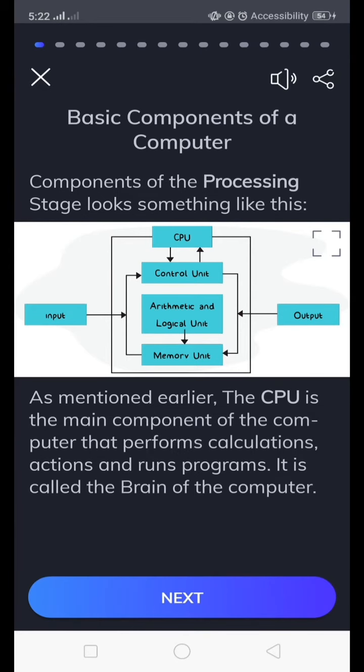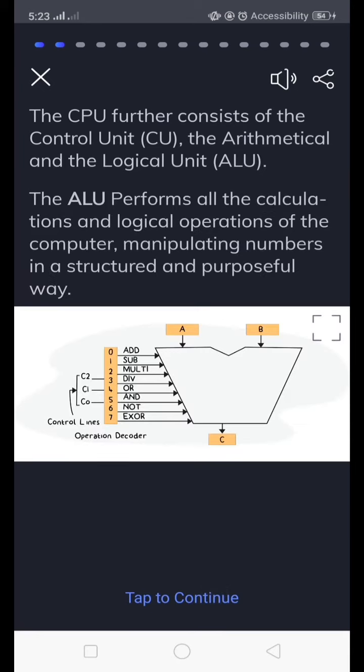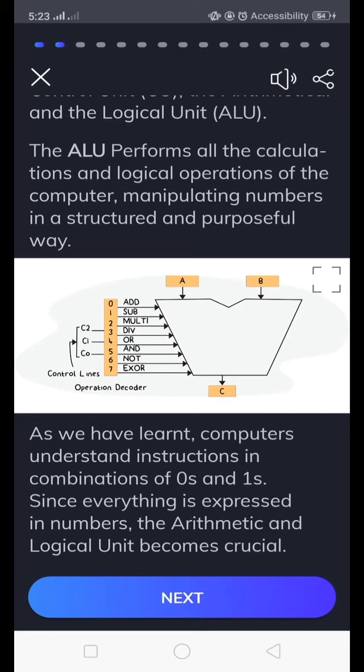As mentioned earlier, the CPU is the main component of the computer that performs calculations, actions, and runs programs. It is called the brain of the computer. The CPU further consists of the control unit, CU, and the arithmetic and logical unit, ALU. The ALU performs all the calculations and logical operations of the computer, manipulating numbers in a structured and purposeful way. As we have learned, computers understand instructions as combinations of zeros and ones. Since everything is expressed in numbers, the arithmetic and logical unit becomes crucial.